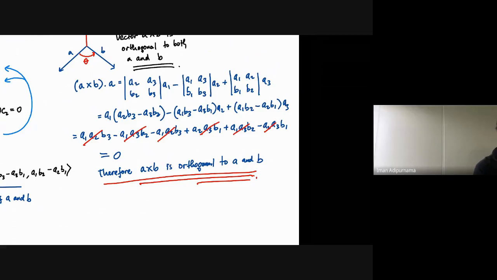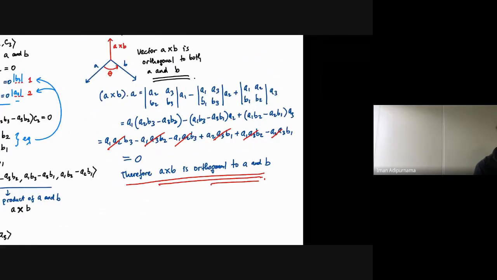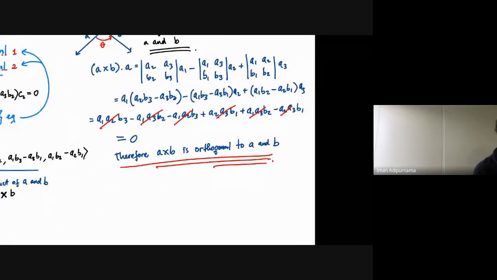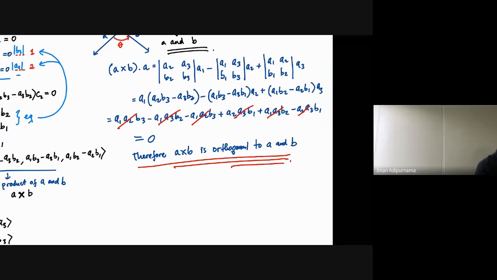Okay, any questions? This is just showing the proof that A cross B is orthogonal to A. You can actually try, if you want, the cross product and then dot with B. This is also 0.